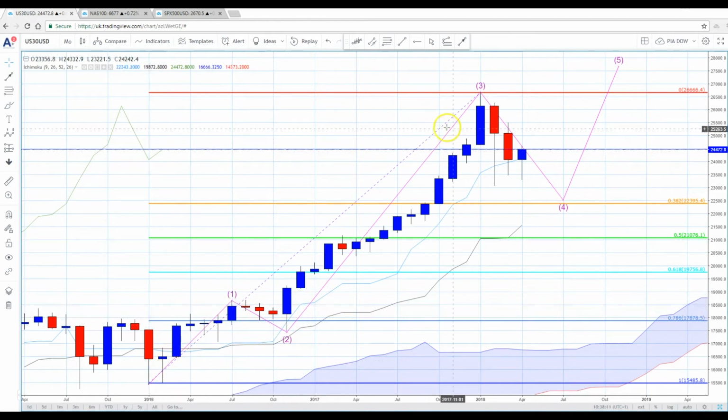These waves that move with the trend are impulsive waves, and we expect this correction lower to reach somewhere around the 38.2% Fibonacci retracement level before extending higher in the 5th and final wave, before the larger correction.